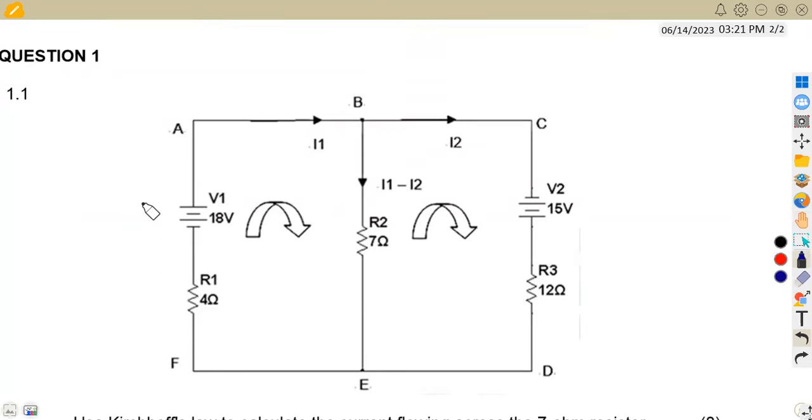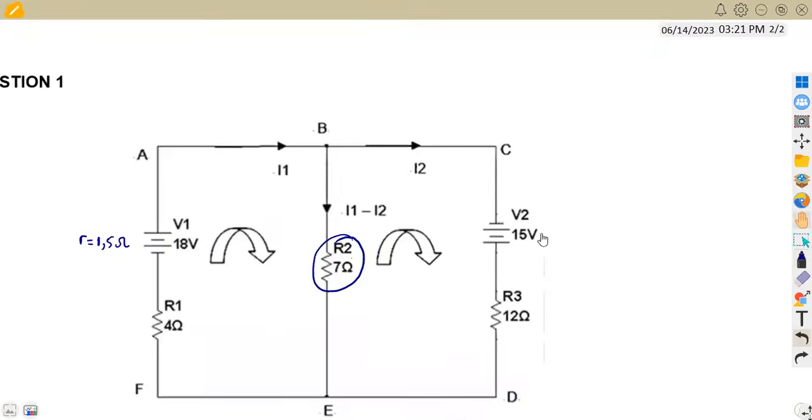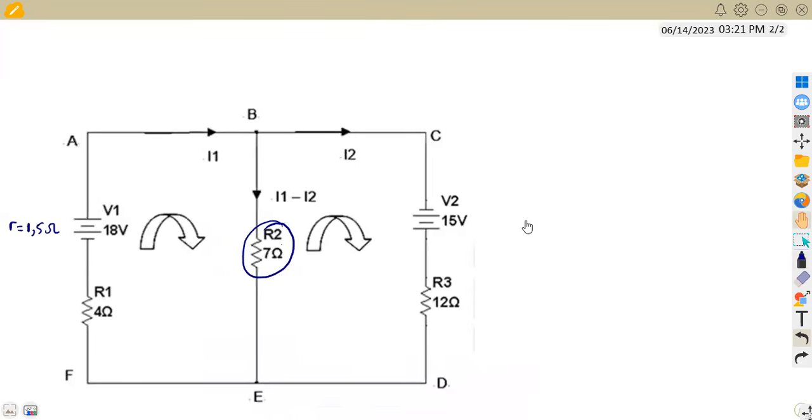All right, so this is what they mean on our V1 here. You're just going to have R there. Remember, the internal resistance is given as the small letter r, which is 1.5 ohms. So that is what we are given. But the question is to calculate the current across the 7 ohm resistor, and this time we are using Thevenin's theorem.